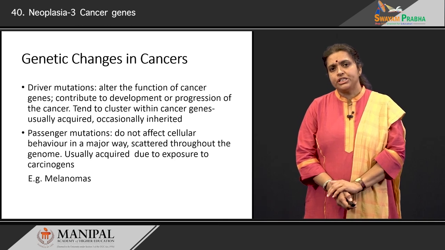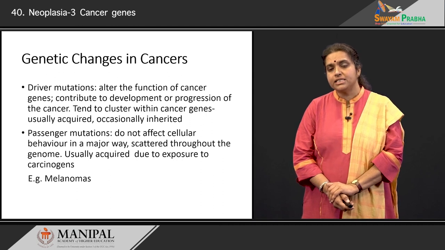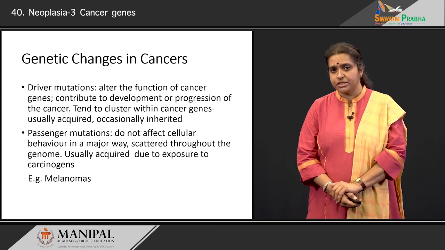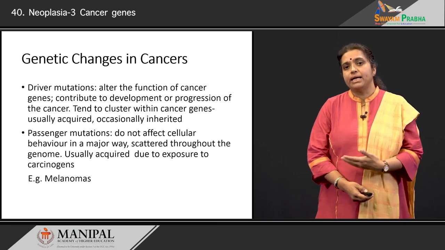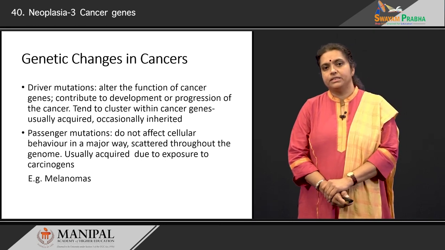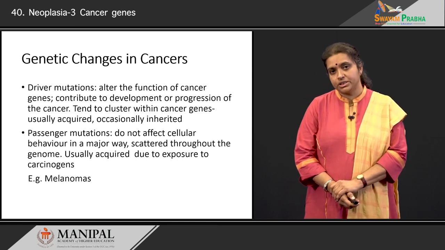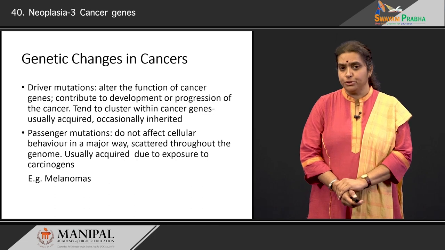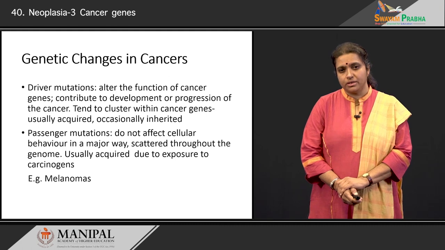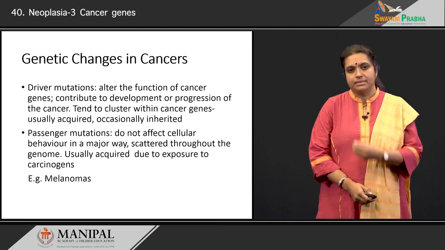Now, what are the actual changes that can occur in these genes? So, what are the genetic changes in the cancer cells? Are there mutations? Are there translocations? We will see what the actual changes are. Before we go into the specifics of the changes, we must understand that there are two kinds of mutations. Now, before that, what's a mutation? Mutation is the change in a nucleotide sequence within a gene. Even a single nucleotide change can be called a mutation.